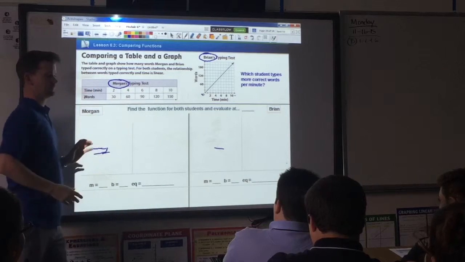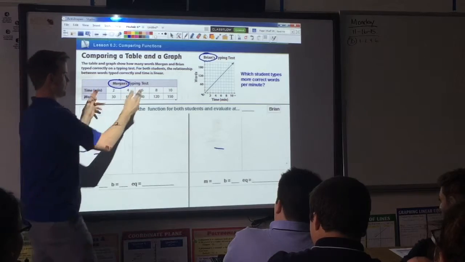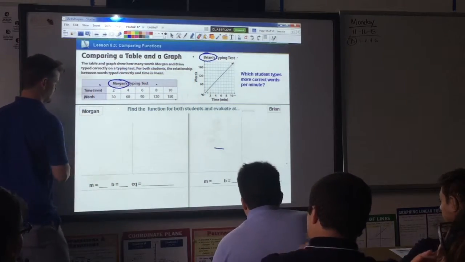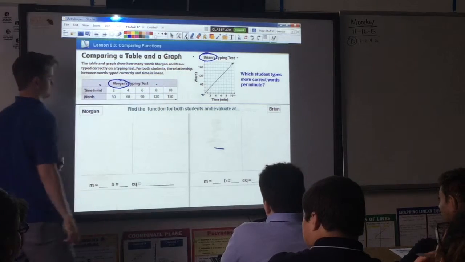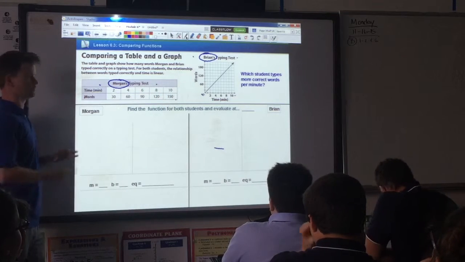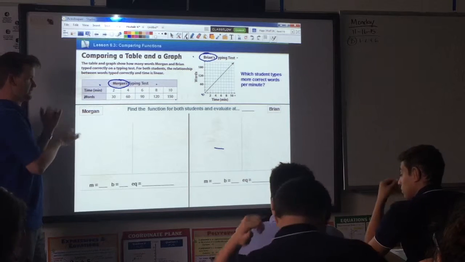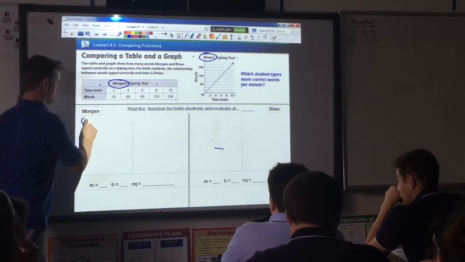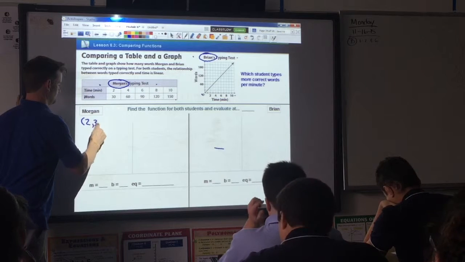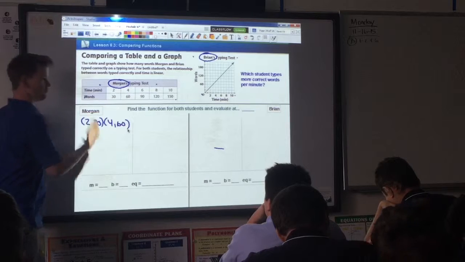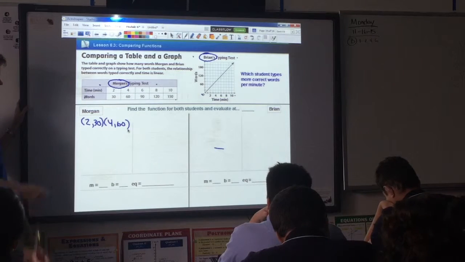The time is linear. And what we need to do is write a rule for Morgan, write a rule for Brian, and see who types faster. So I want to write a rule for Morgan from this table. Since we've already done this, I'll speed it up for you a little bit. We're going to pick two coordinate pairs. Please follow along on your paper. I'll use 2, 30 and 4, 60. These will go into the slope formula. As a class, you can tell me what goes where.